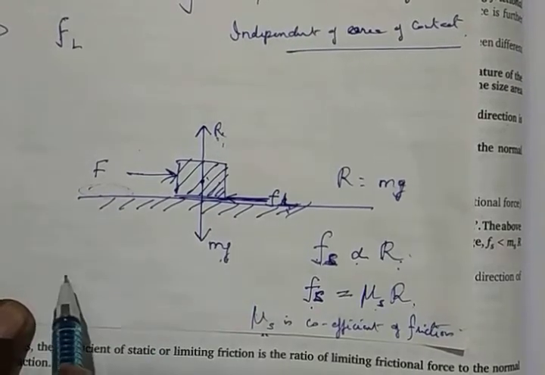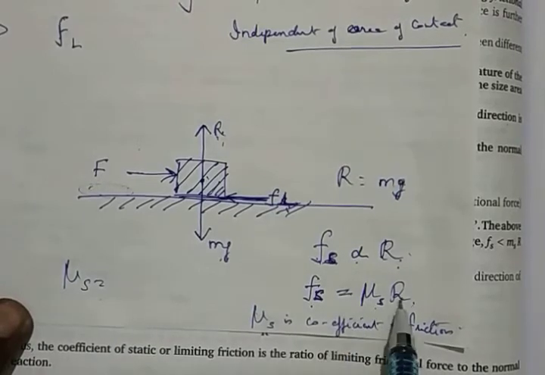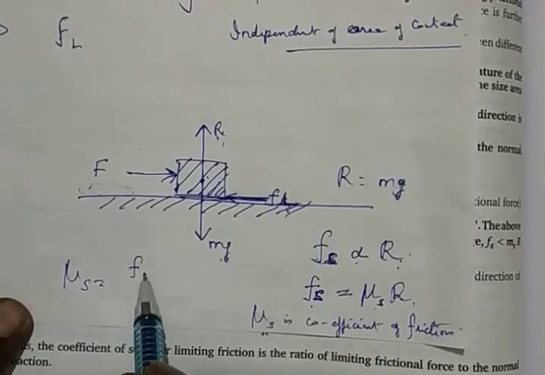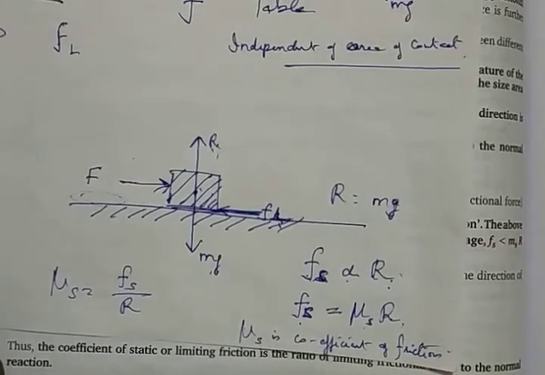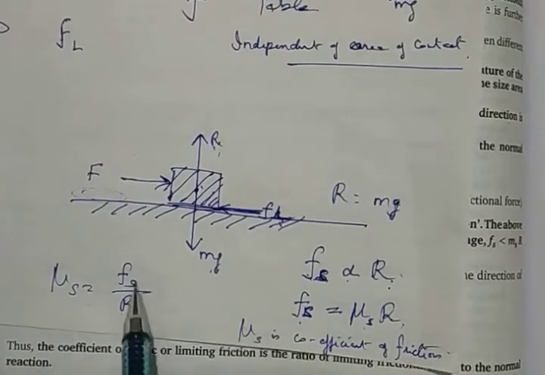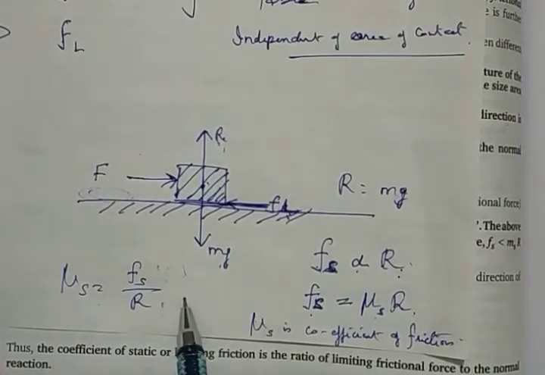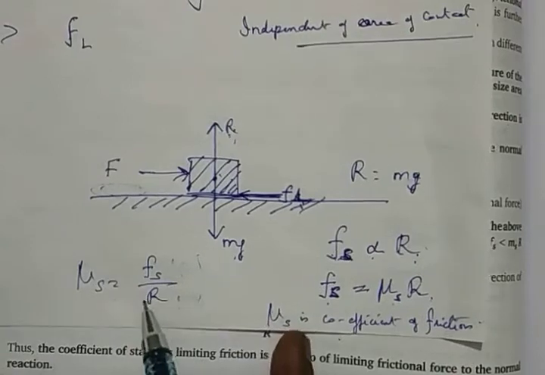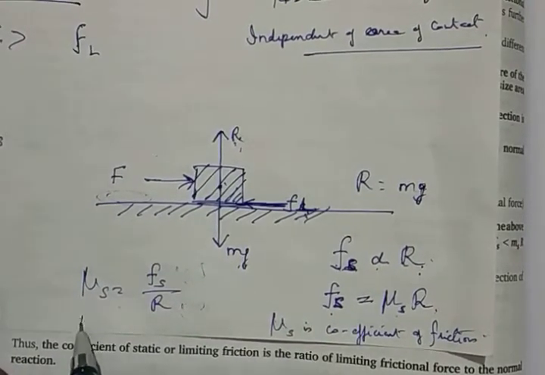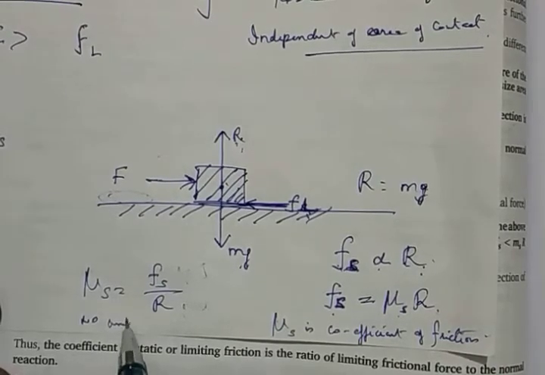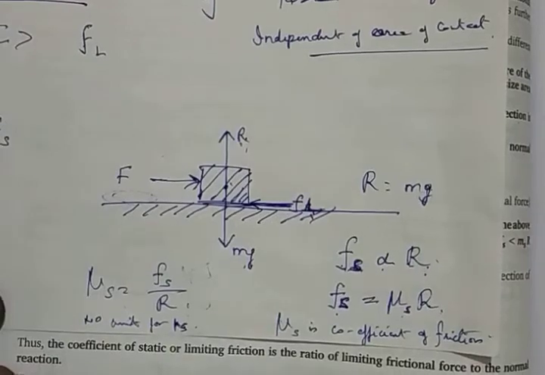So let us try to see what mu s itself is. Mu s is equal to static friction upon normal reaction. So what is this value? This will be newtons here, this also will be newtons here. Newtons get cancelled out, so it is a dimensionless quantity. It doesn't have any unit. Okay, no unit for mu s. Mu s doesn't have any unit.